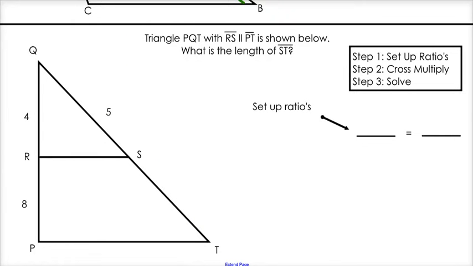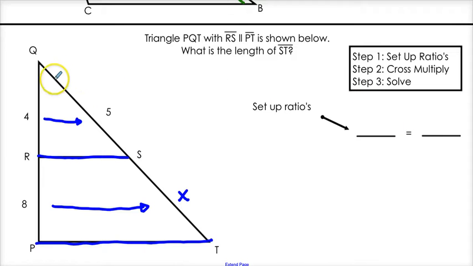Let's take a look at how we can use this. In triangle PQT with RS parallel to PT, so our line through the middle is parallel to our base. We're looking good so far. What is the length of ST? So ST is right here. Let's put an X there like we did last time. Now we can use the side splitter theorem. Why? We have the parallel bases, and if you look, these numbers are across from each other. So let's set up a ratio.